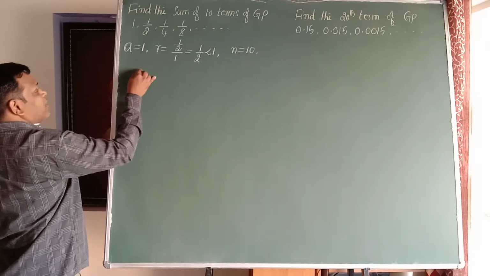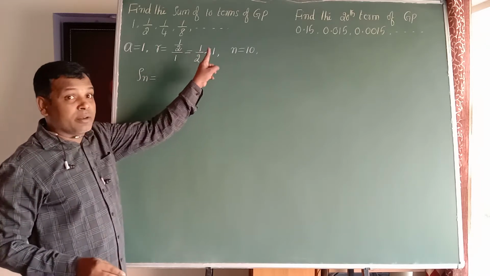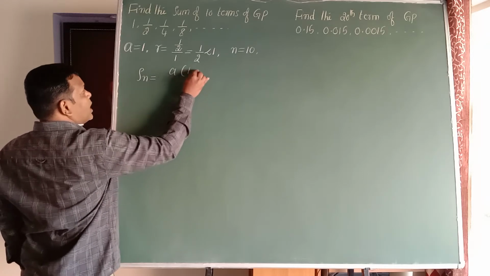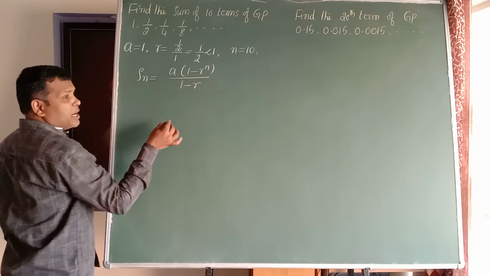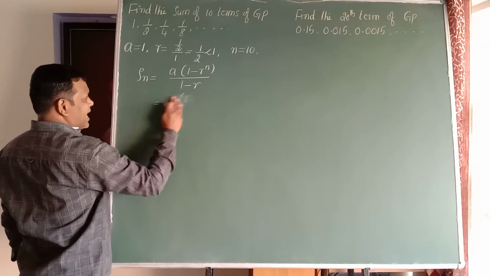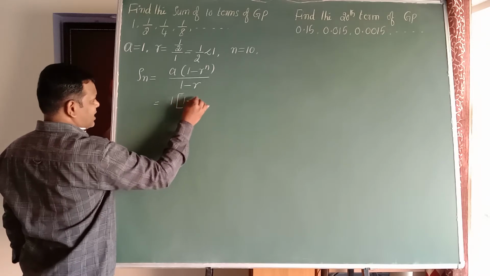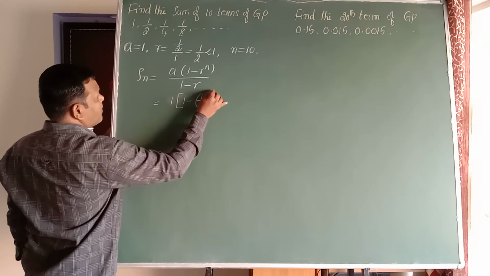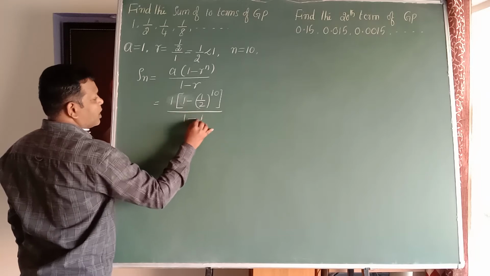Okay, we have a formula for Sn. When the common ratio is less than 1, the sum formula is Sn equals a into 1 minus r power n divided by 1 minus r. Got my point? What is a here? I can substitute: a is 1 into 1 minus the value of r, 1 by 2, whole power n, which is 10, whole divided by 1 minus 1 by 2.